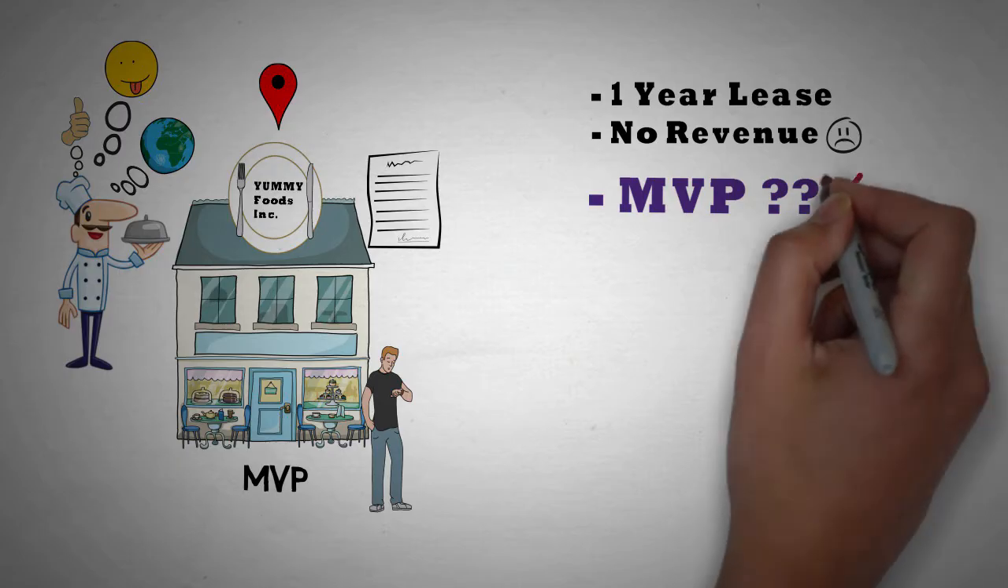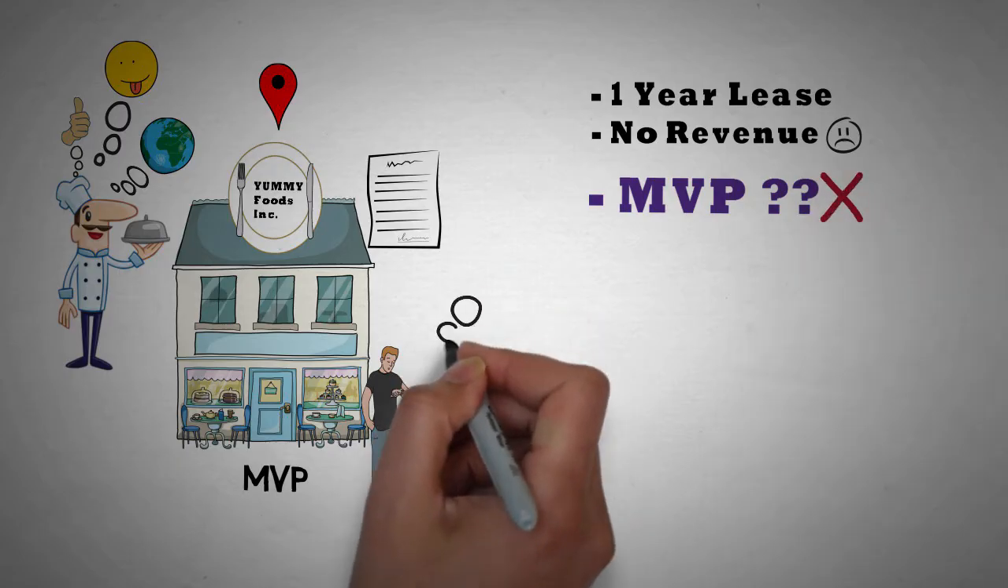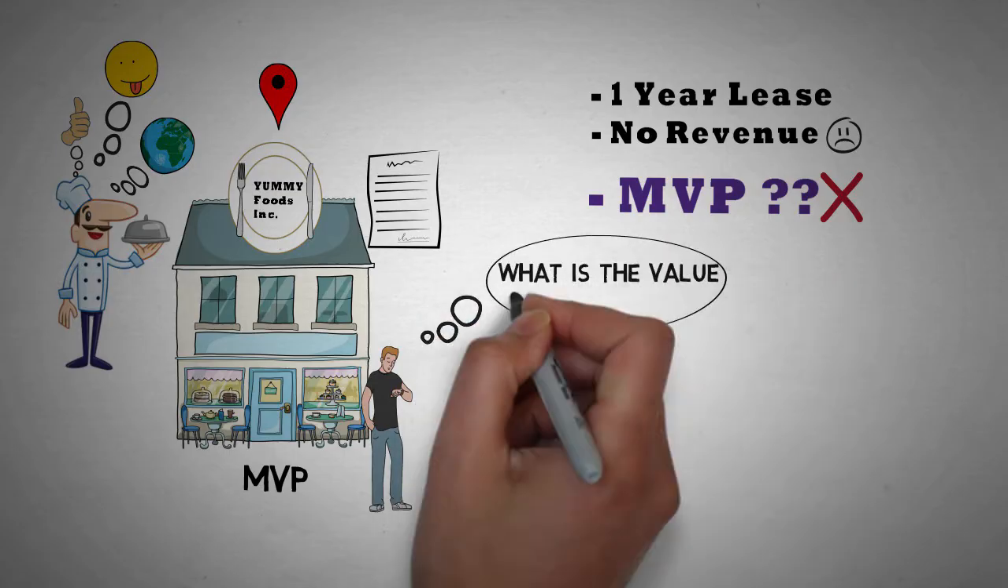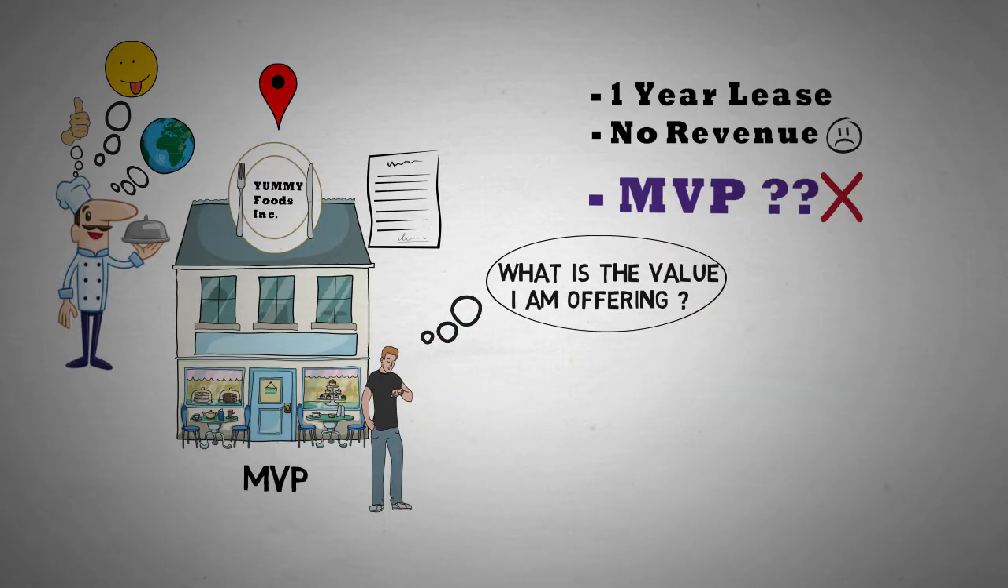Actually, this is where people get it wrong. To carry out an MVP, you have to first ask yourself, what is the value that you are offering? In our example, the value isn't the restaurant, it's the food concept. And your MVP should set out to validate if this concept is something people really care about. So, did you really need an entire restaurant to test your food concept?